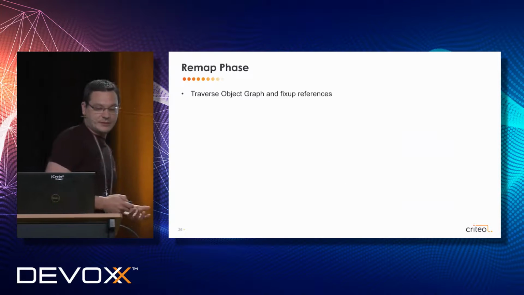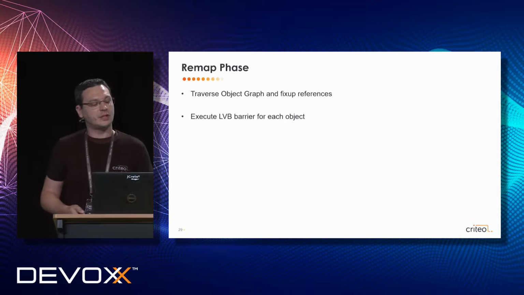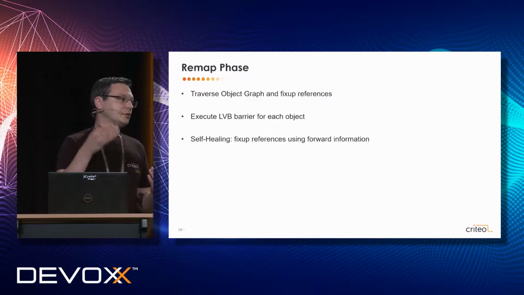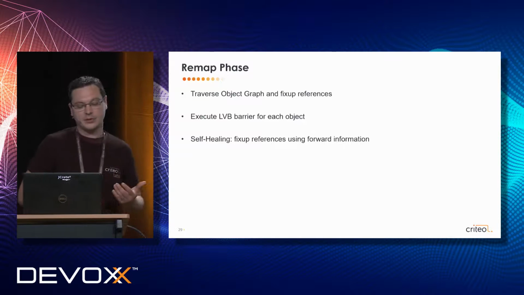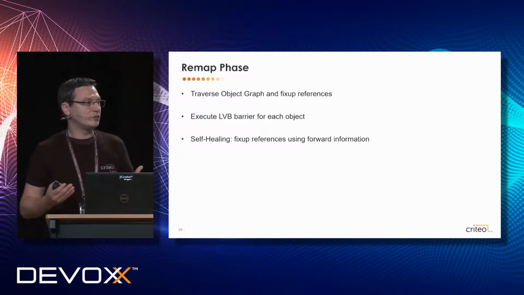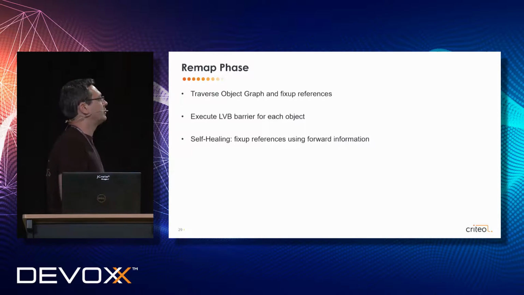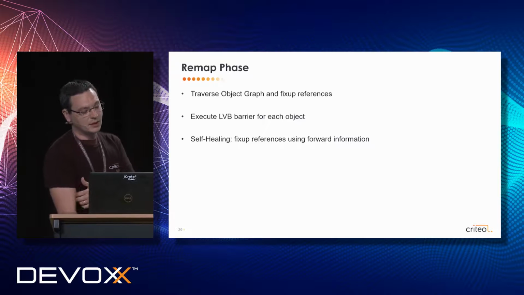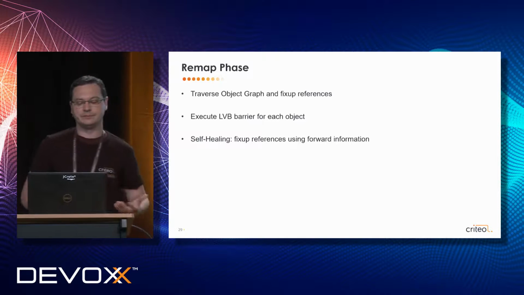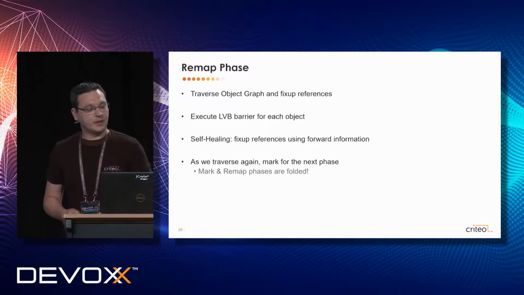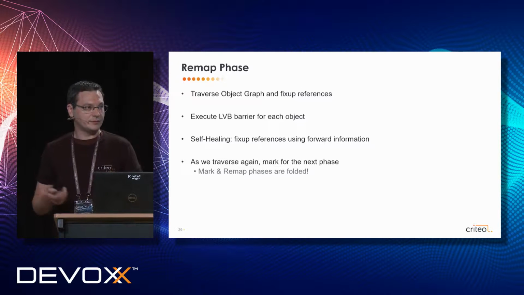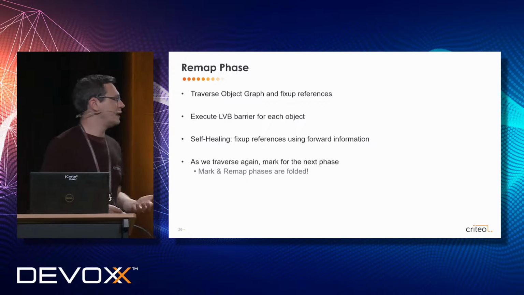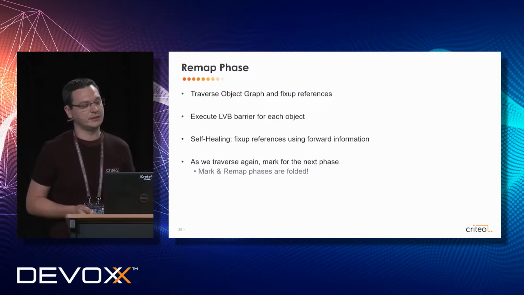For the remap phase, we traverse the object graph again and fix the references. The GC thread will execute the LVB for every object, and if an application thread is trying to access an object and the reference is not fixed, it will fix it with the forwarding information. As we traverse the object graph again, we mark the objects because we are accessing them, so they are live. We mark them for the next GC cycle.